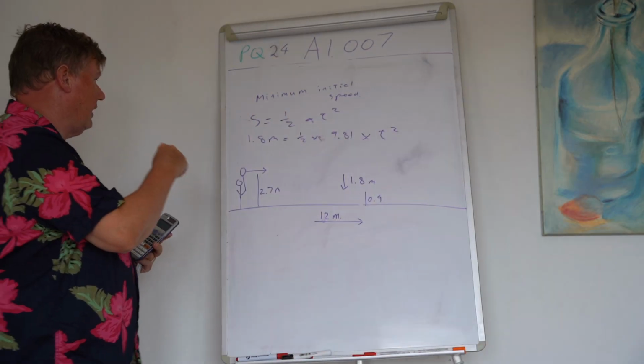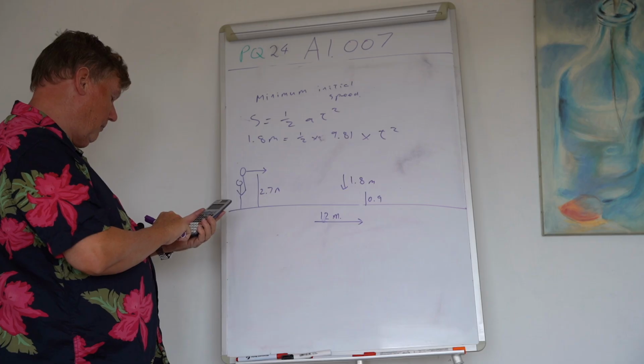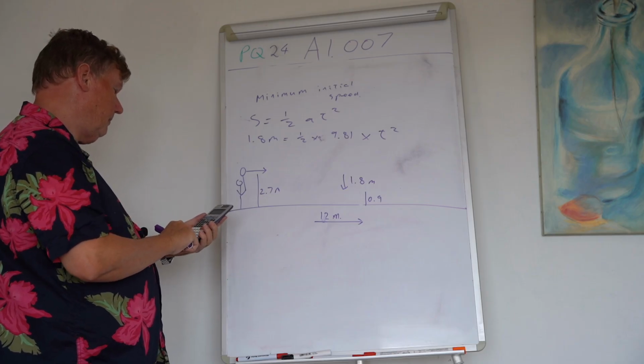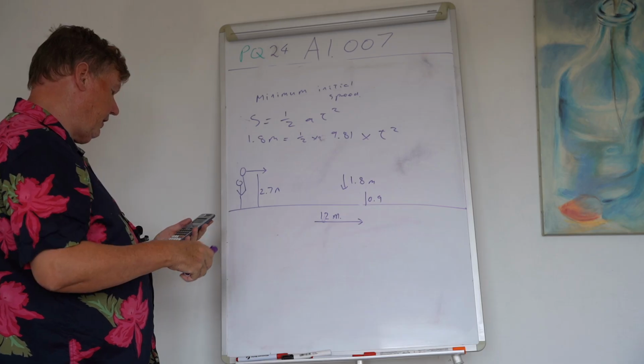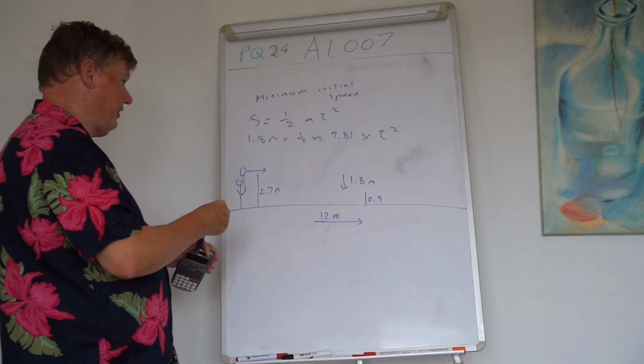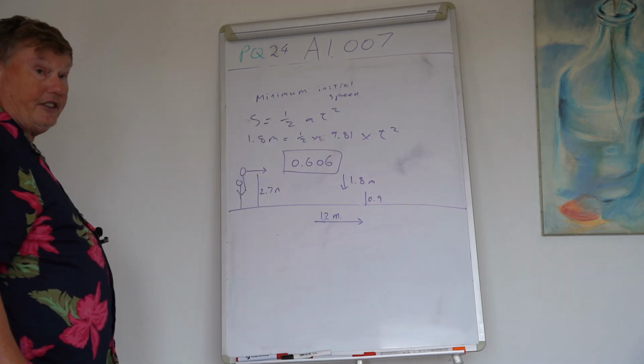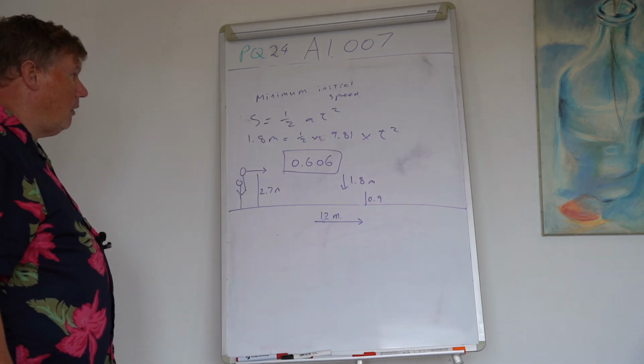Okay, so we get our calculator out. 1.8 times 2, divide by 9.81, square root answer, 0.606, that'll do. 0.606 is how long it's going to take to fall 1.8 metres.